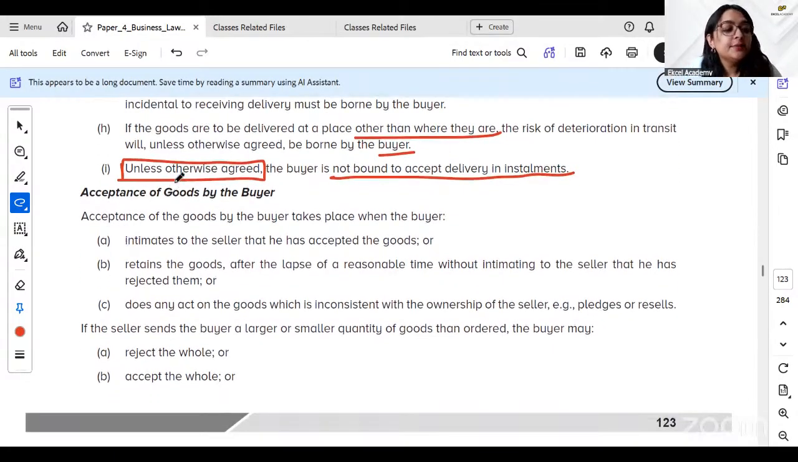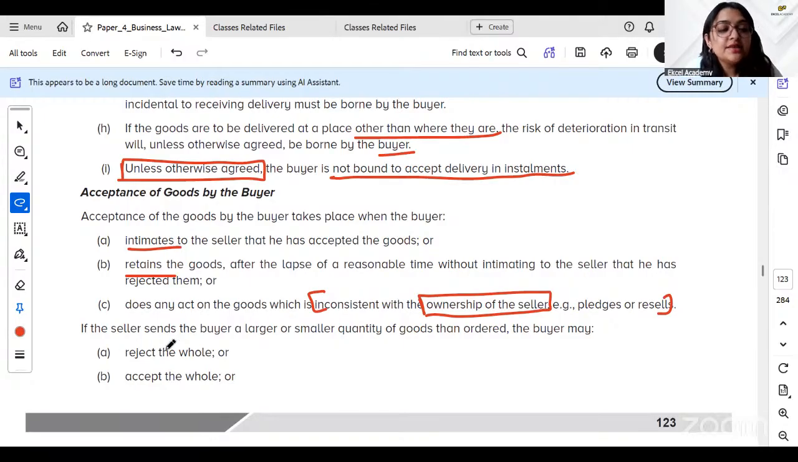Now, acceptance of the goods. When is the buyer said to have accepted the goods? There are various scenarios. First, he intimates, he expressly communicates to the seller saying, I have accepted. Second, he retains the goods or does any act which is inconsistent with the ownership of the seller.